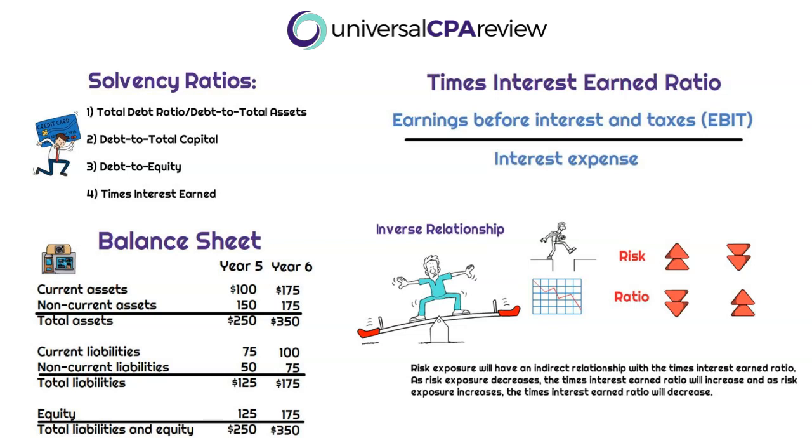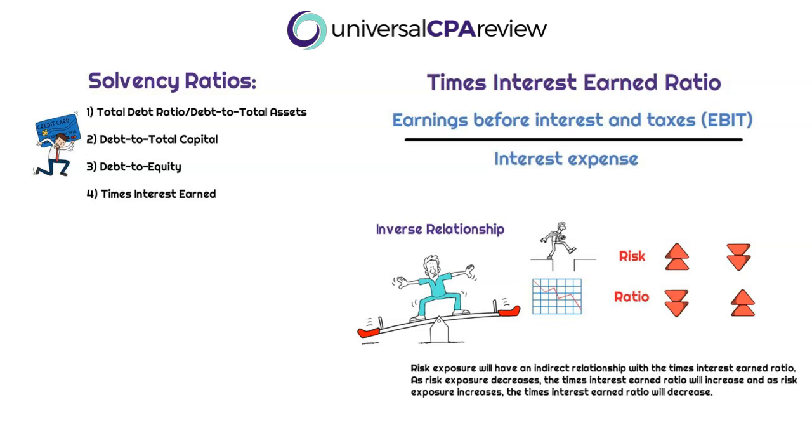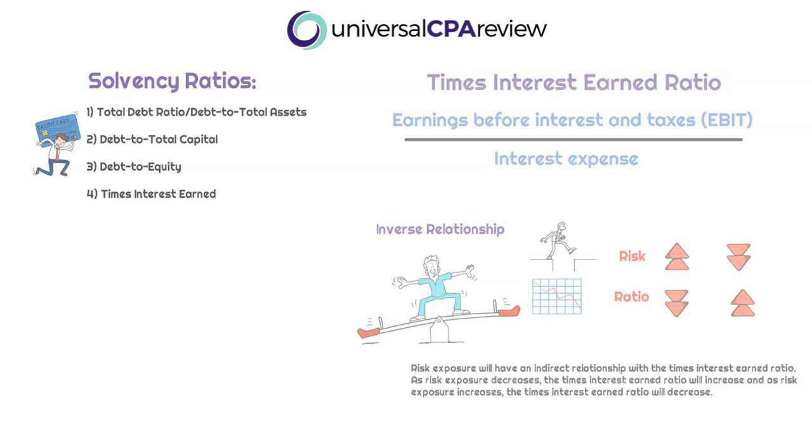So on the exam, it might ask you, okay, the times interest earned ratio last year was 5, now it's 10. Is the company increasing its risk or decreasing its risk? Well, guess what? The inverse relationship says that they're decreasing their risk. So make sure you know how to interpret this ratio.